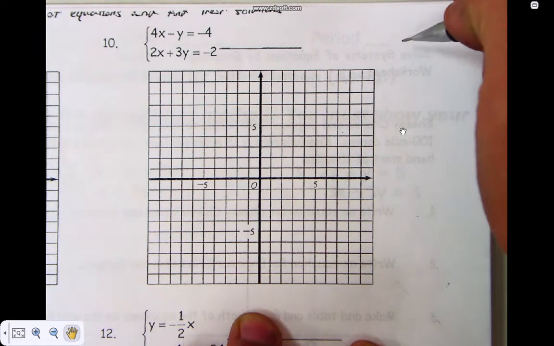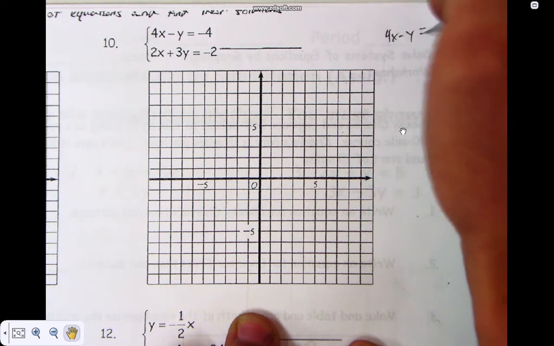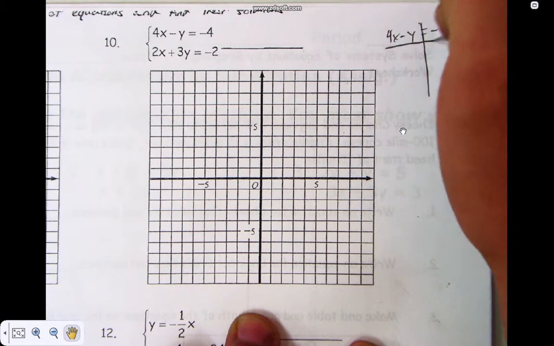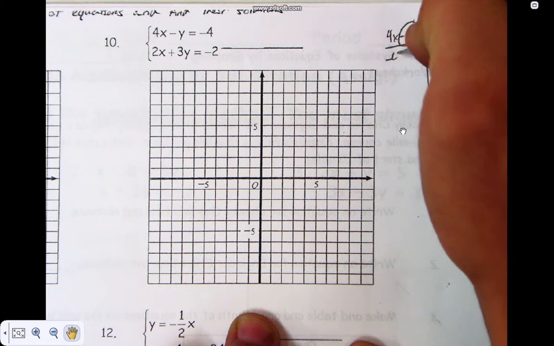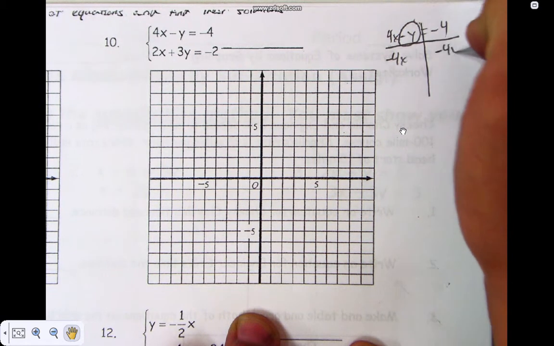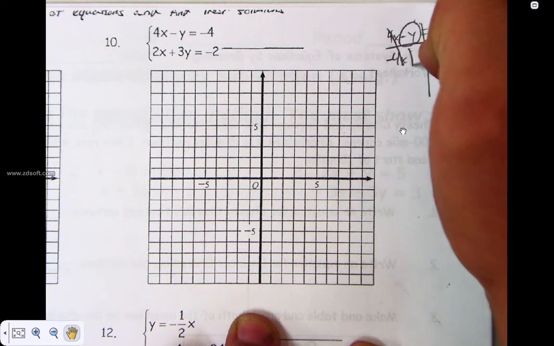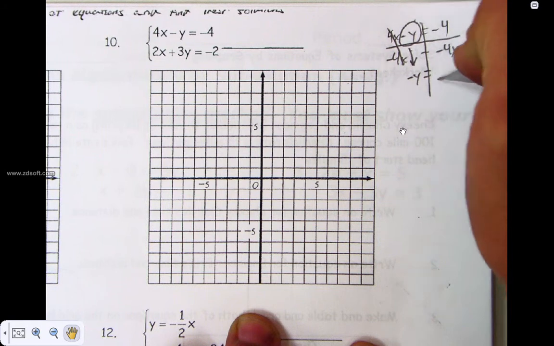I'm going to start with that top equation. So I've got 4x minus y equals negative 4. I'm going to go ahead and circle my negative y. Remember, it's a negative y. I'm going to get rid of that 4x, so minus 4x to both sides. Alright, that's going to cancel. My negative y is going to come down. That's going to be equal to negative 4x minus 4.